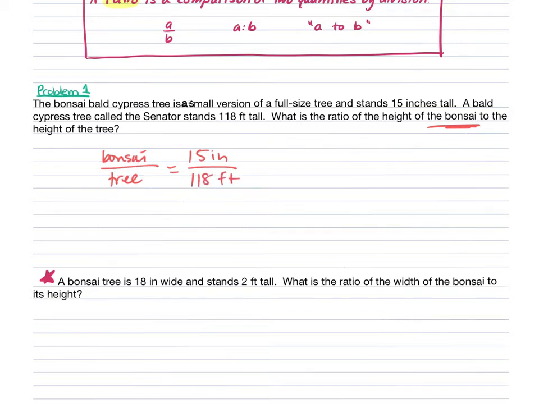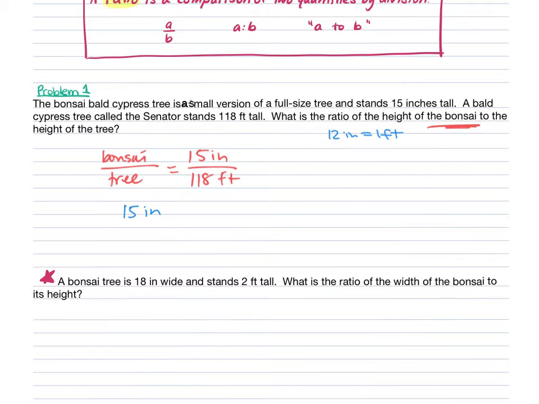All right, so the first thing we want to do is get them in the same units. We can't compare 15 to 118. They're not the same units. So if we turned inches into feet, we would have a decimal, and in a ratio, we want to have an integer. So we're going to turn our 15 inches into feet. And we know that we have 12 inches in 1 foot. And anything like that that you need, I will be giving you. You don't need to memorize those.